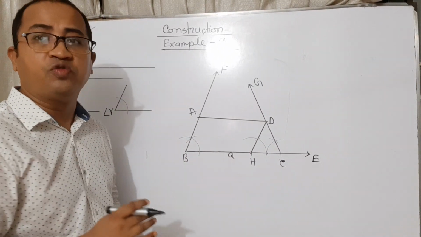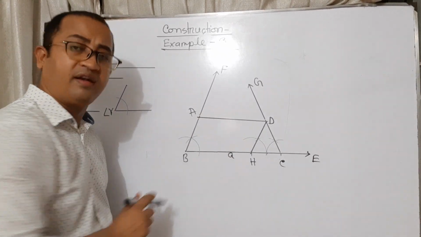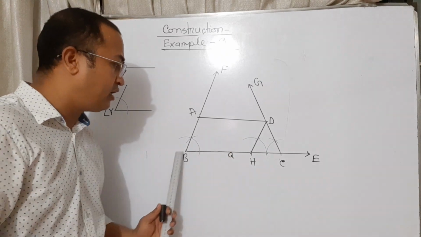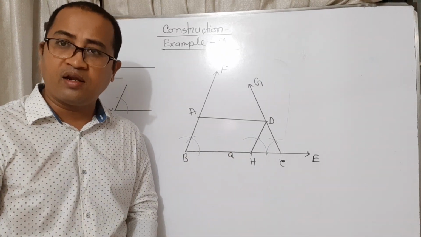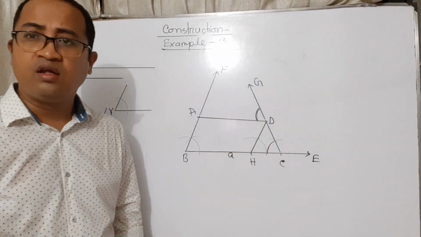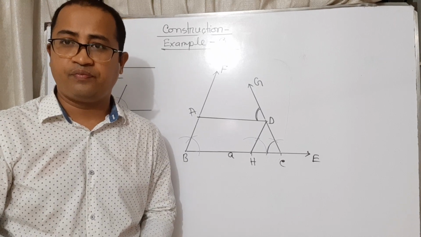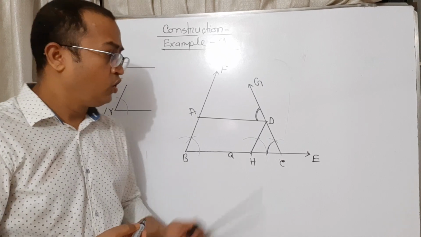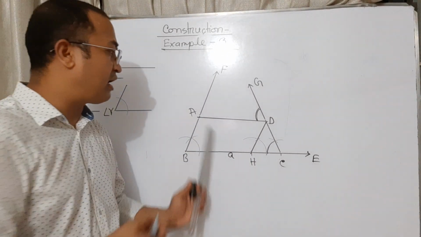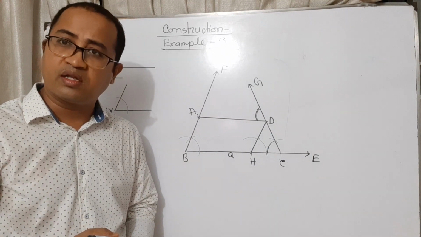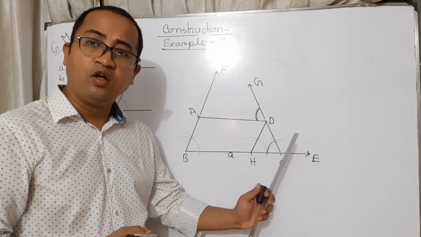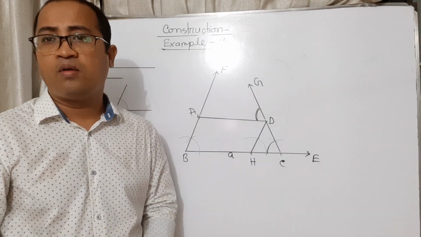I repeat how you draw the line AD. Again, there are two processes. You may draw a line AD parallel to BC. How can you make it parallel? If you draw these two corresponding angles equal, they become parallel to each other automatically. Another process: with center D and radius b, you draw an arc which cuts the line BF at A. Now join AD. So ABCD is our trapezium.